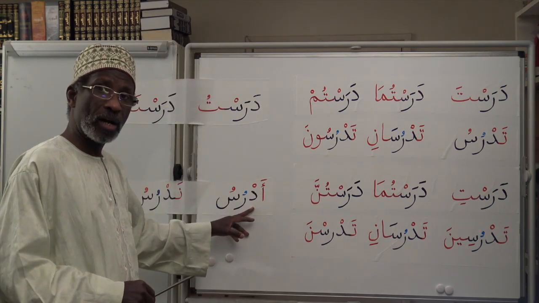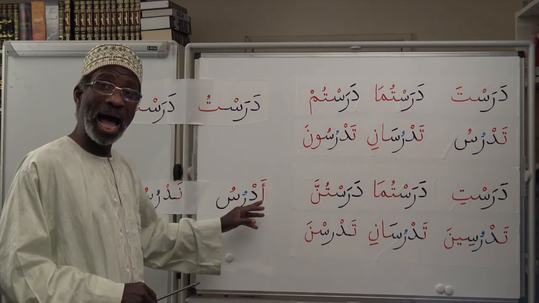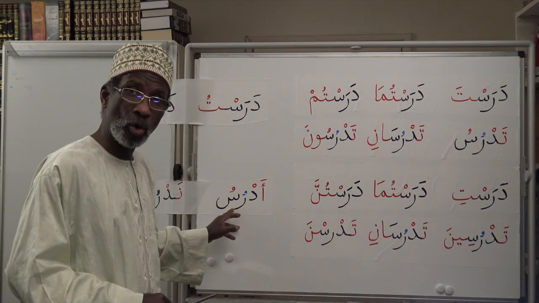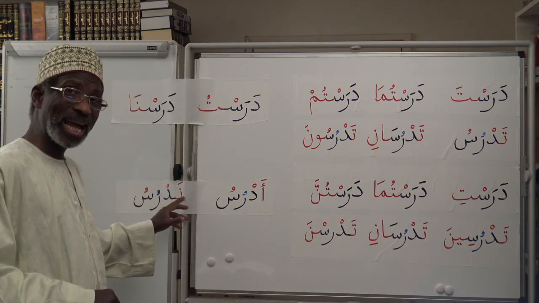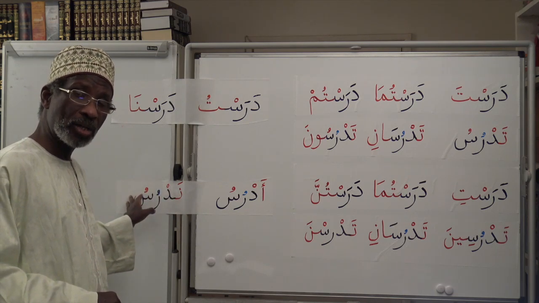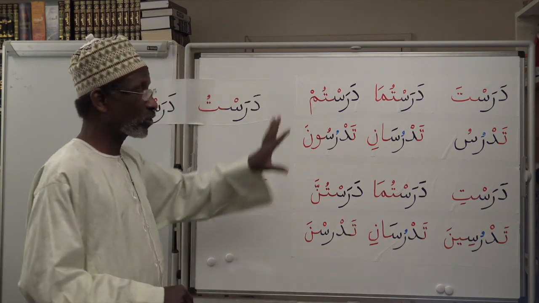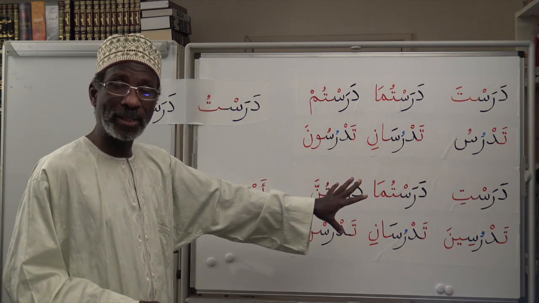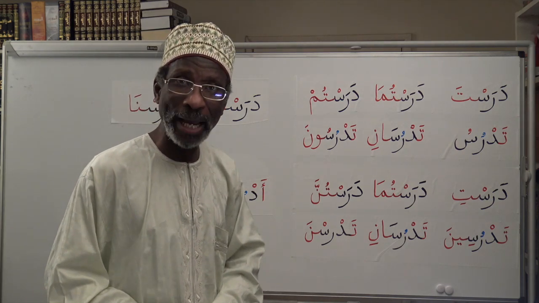Adrusu is your present tense. You start with a, hamza, alif and hamza. Adrusu, I study or I am studying. Nadrusu, you start with na: we are studying or we study as well. So that is your second person conjugation for present tense, and this is your first person conjugation.